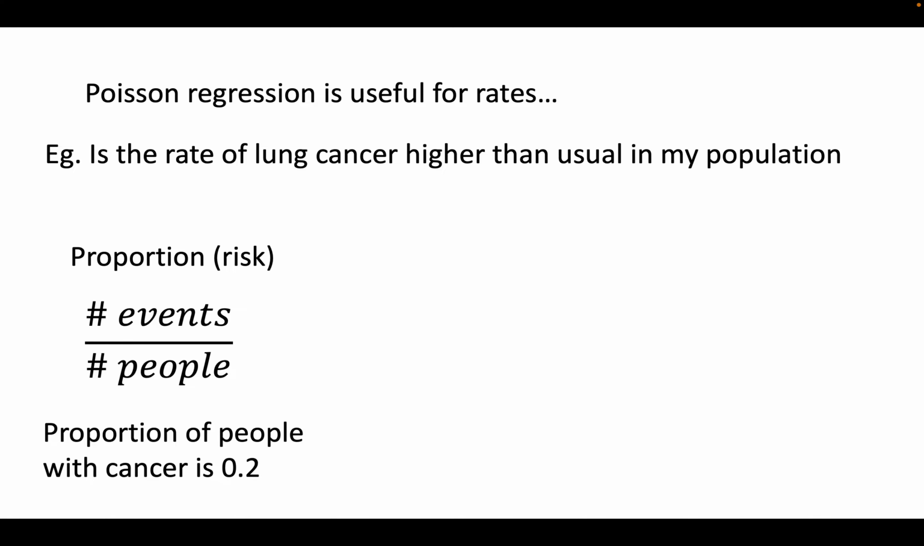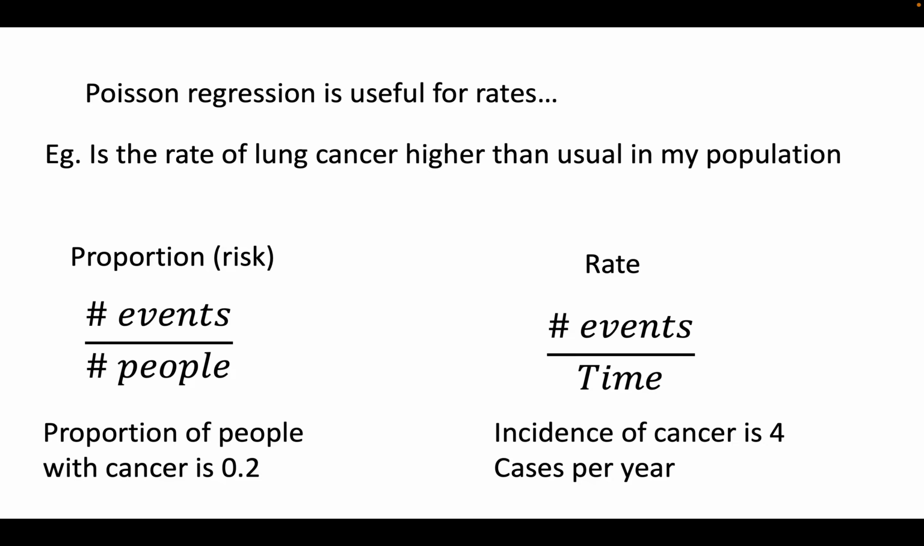That lets you say something like the proportion of people with cancer is 0.2. A rate, on the other hand, is the number of events over time, and it lets you say something about the incidence. Like the incidence of cancer is 4 cases per year.